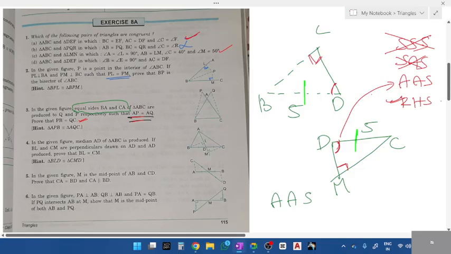Is this clear? Did you all understand how to split and solve? Fifth and sixth question is easy. Will you all try the fourth one for homework? All of you all? Fourth question.